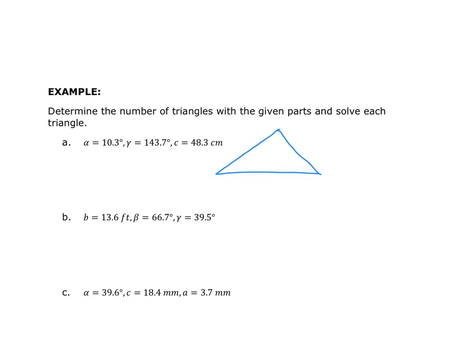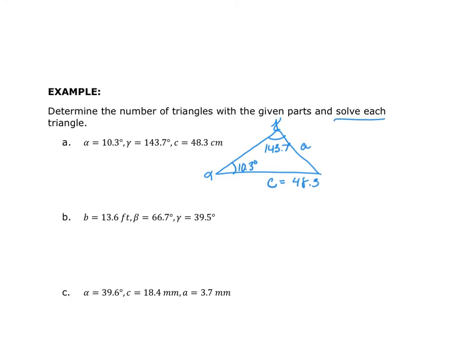I'm going to call this 10.3 degrees. That means A must be opposite that because that's where I placed alpha. No other reason. That's a nice place to put it. I'm going to have gamma, which is here. That means C is opposite it, 143.7 degrees. And the C that is given to me is the 48.3.